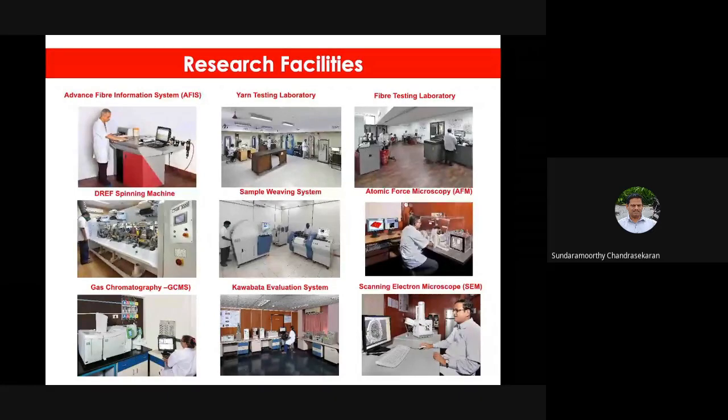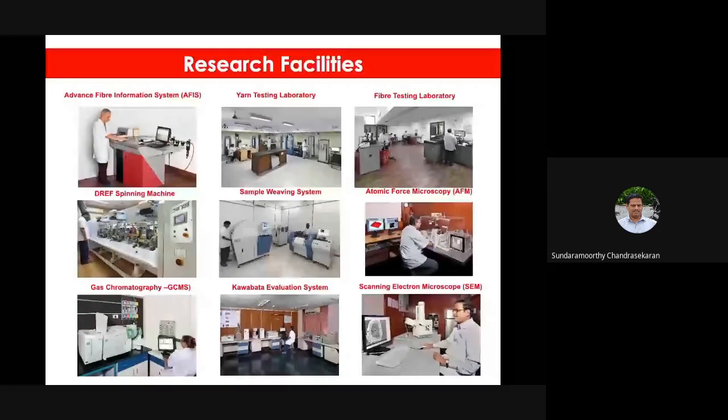If we come to the research facilities, as far as the testing of fiber, yarn or fabric is concerned, we have very established state-of-the-art laboratories for spinning, weaving or ginning. Even the quality of the cloth can be tested using the Kawabata system. We have advanced instrumentation like atomic force microscopy and scanning electron microscope, which gives us better research infrastructure with respect to research in the area of nanotechnology.